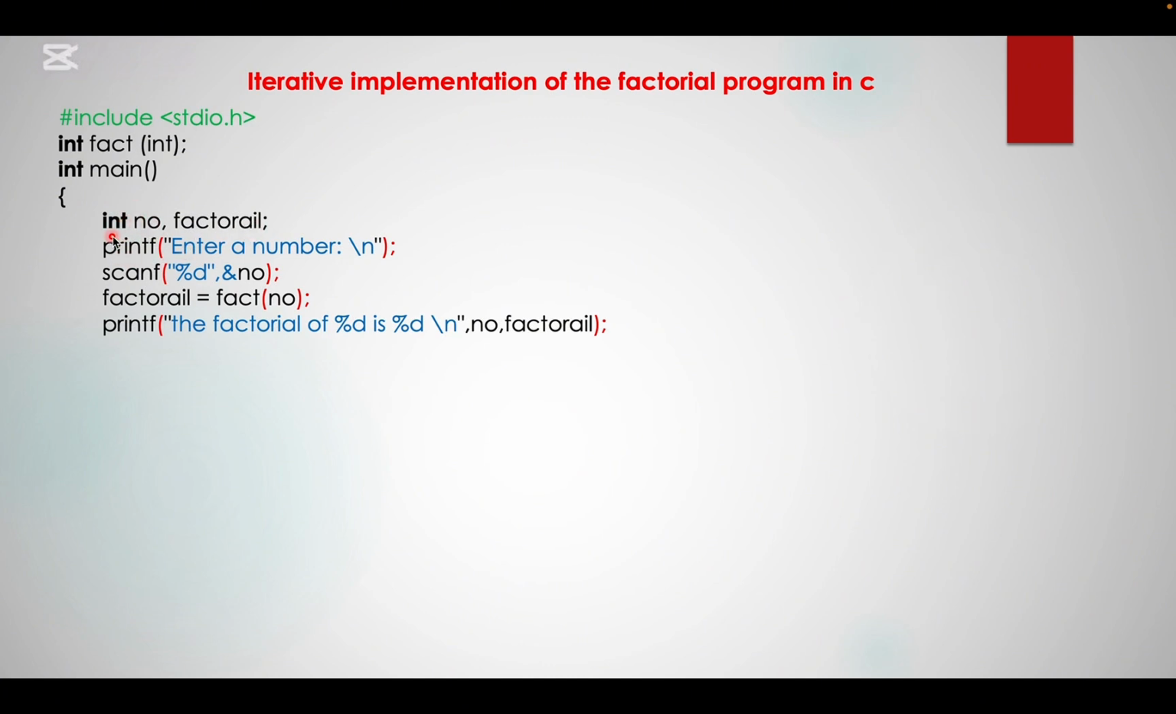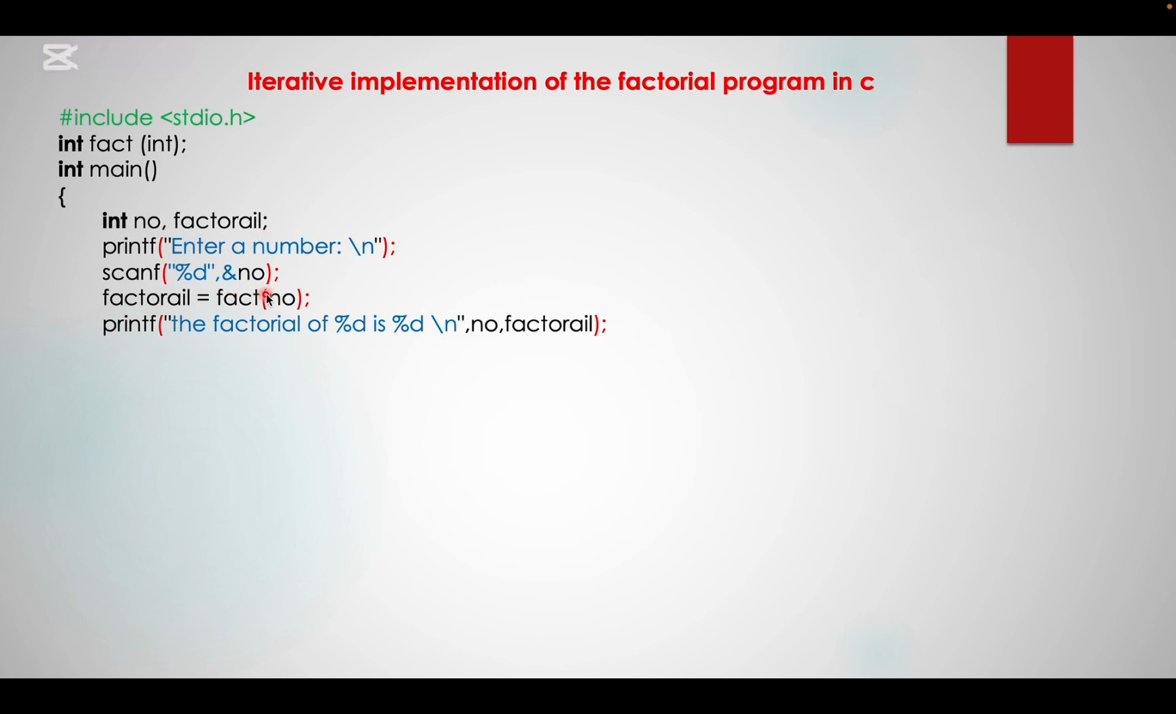So we declare our variables, and we put our printf statement to enter a number, where backslash n means a new line. Then we read the number into this variable called number, and the address is &number. This ampersand means the address, and the variable is number. So the number that is read will be kept in this variable called number.